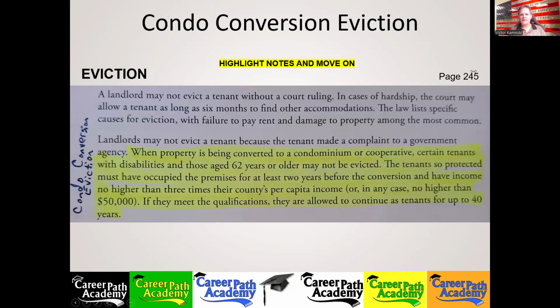So let's do the highlight here in this chapter about condo conversions on page 245. I just wrote condo conversion evictions next to that, and I highlighted this. This is showing who cannot be evicted from a condo conversion. Let me know when everybody's got it, though, okay?